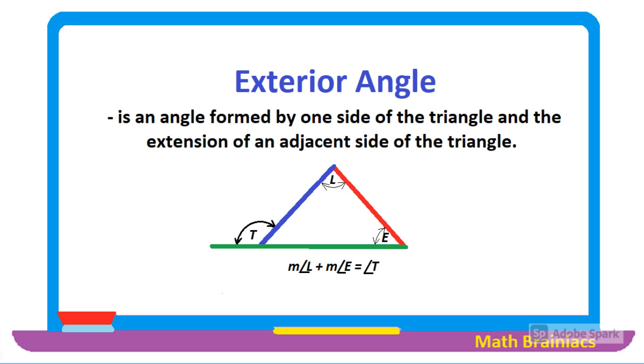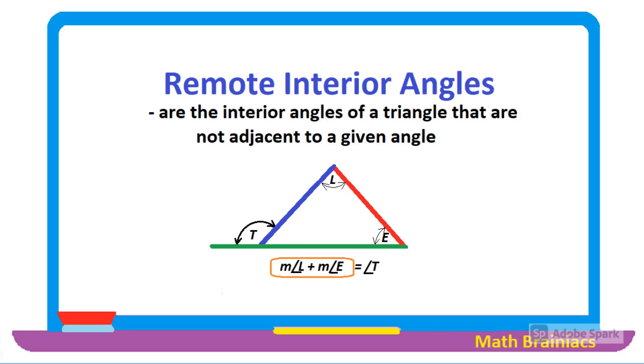The exterior angle here in this example is the measure of angle P. And the sum of 2 remote interior angles, which are the measure of angle L and the measure of angle E, is equal to the measure of angle T. Always remember that the remote interior angles are the interior angles of a triangle that are not adjacent to a given angle.